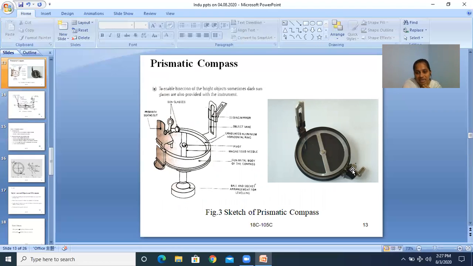This eye vane is used to see the object from this object vane, and this object vane is used to fix the object exactly coinciding with this horse hair. In the object vane there is a horse hair, a small thread. When the object coincides with this horse hair, we can fix it there and take the reading of that line. For that we use the object vane and eye vane. You can see on the figure: this is the eye vane or sighting vane, and this is the object vane.